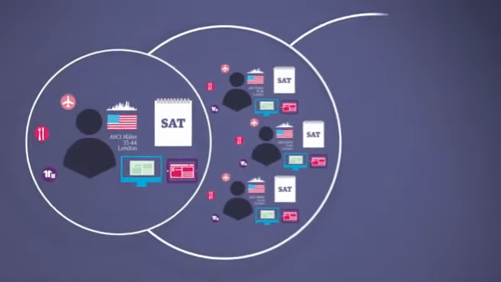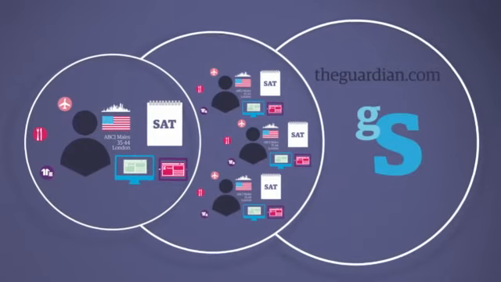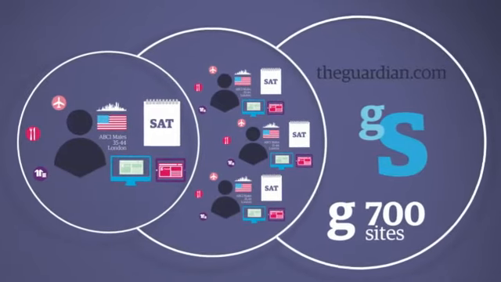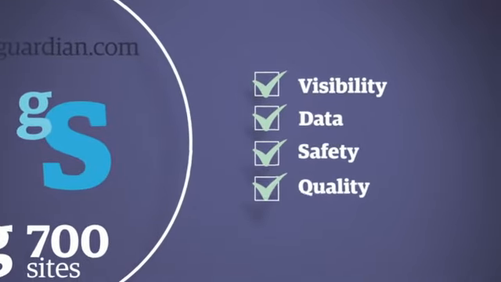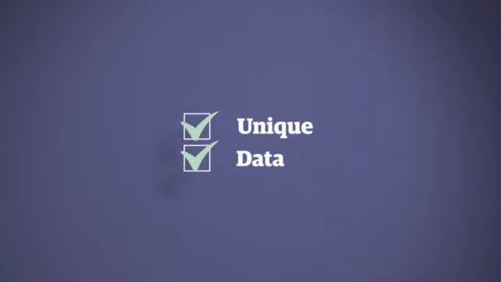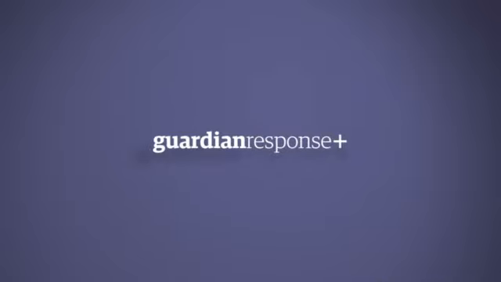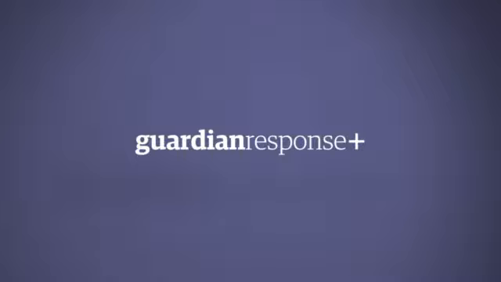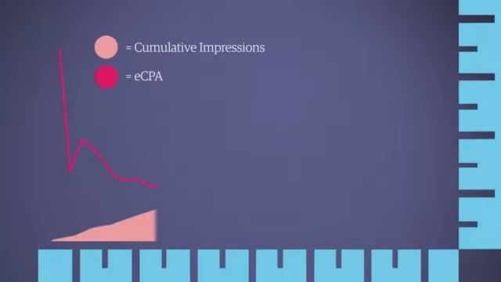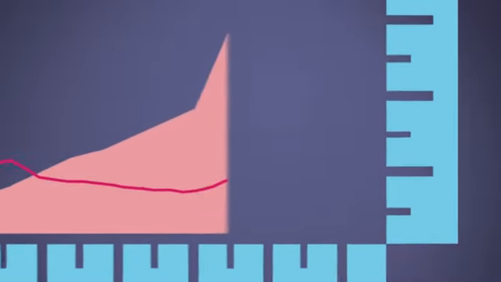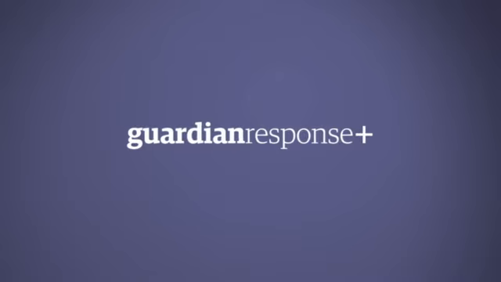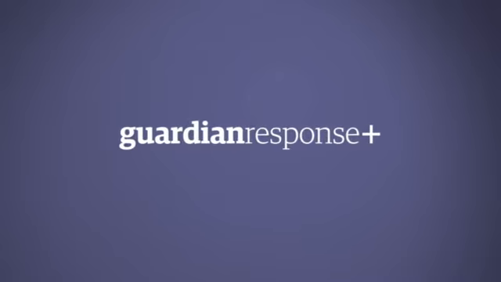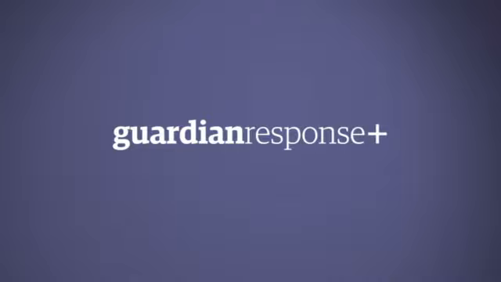This approach is applied across TheGuardian.com, Select, and our network of 700 sites, where we leverage extensive user data and strong safety measures to ensure quality. Through its use of unique proprietary data, Guardian Response Plus develops a better understanding of your customer. As this increases through each campaign, the more effective our optimization becomes and the better your return on investment. Choose Guardian Response Plus to deliver your target audience cost-effectively and at scale with all of the quality and assurance you expect from The Guardian.